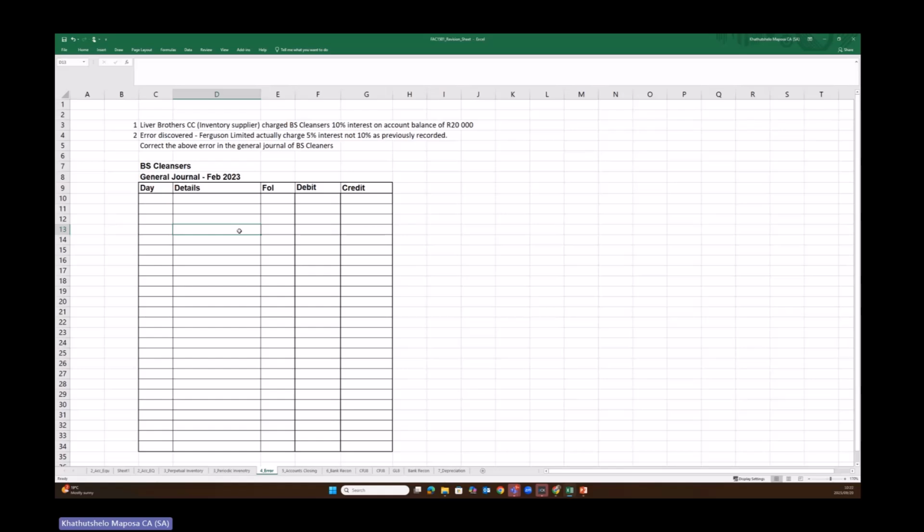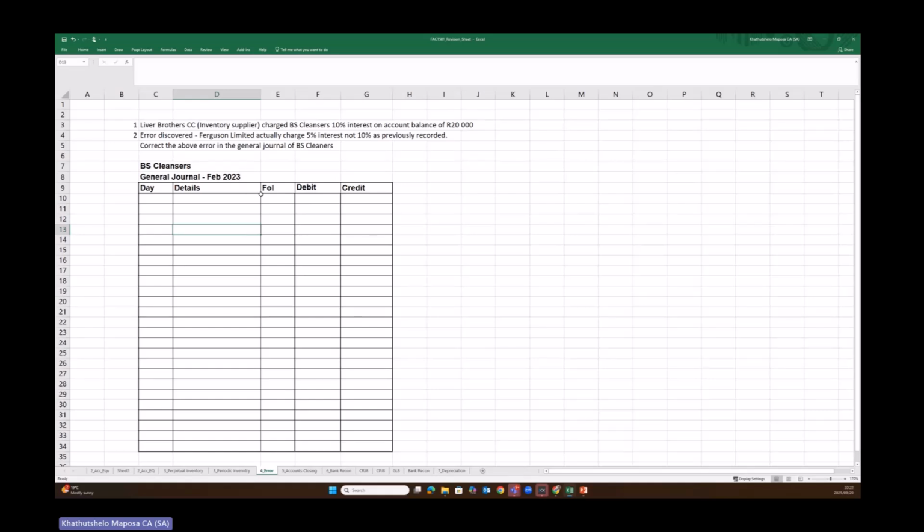You can be told that an inexperienced bookkeeper of BS Cleaners has recorded 10% interest instead of 20% accordingly. Please correct that error. Here is my principle. First thing first, if you are not given what they have done, please start by trying to emulate what they have done before you can correct. Emulate what they have done.